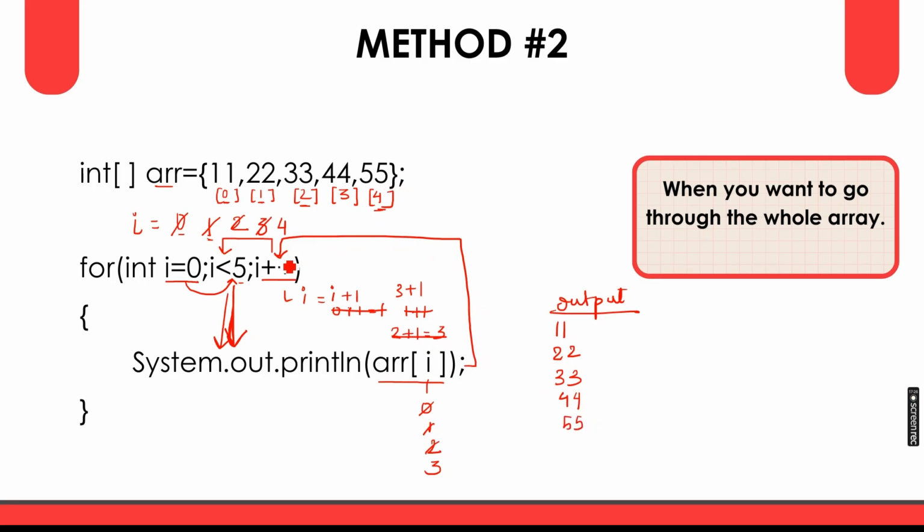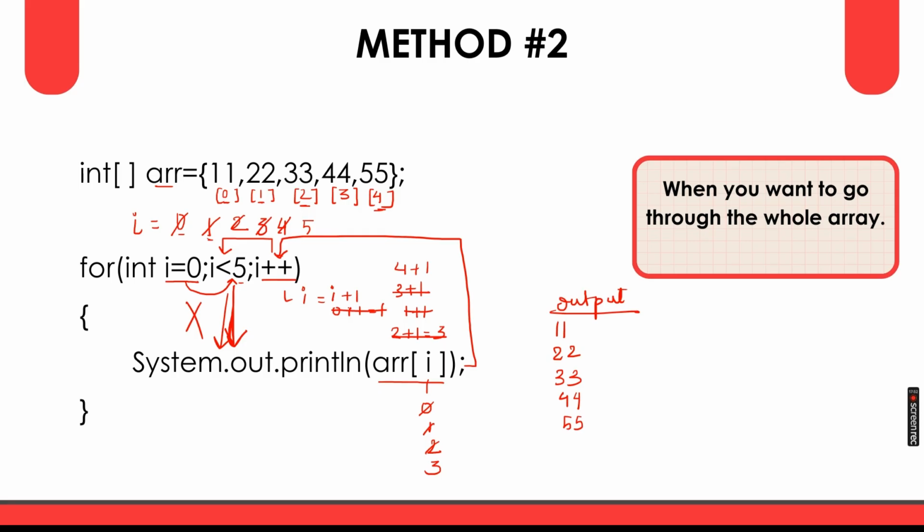Go back to the updation part. Now it will become 4 plus 1, which is 5. Is 5 less than 5? No. This condition is false now. So you won't be allowed to enter the loop now, and the loop will end here. So this is how the for loop works. This is how you will use it to print an array.